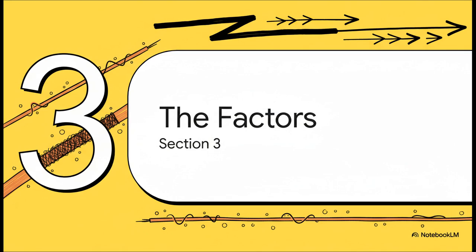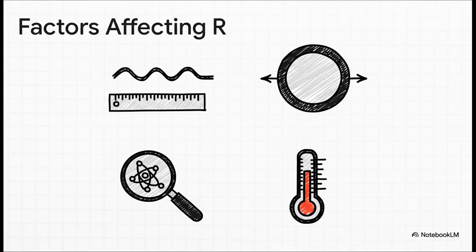Okay, so every material has some resistance. But is that number set in stone? What if you take a really long wire versus a short one? Or a thick one versus a thin one? Does that change anything? Oh yeah, it absolutely does. Let's look at the factors that change a wire's resistance. There are four main things that decide a conductor's resistance: how long it is, how thick it is, what it's made of, and its temperature.